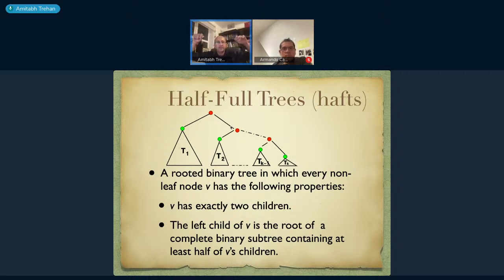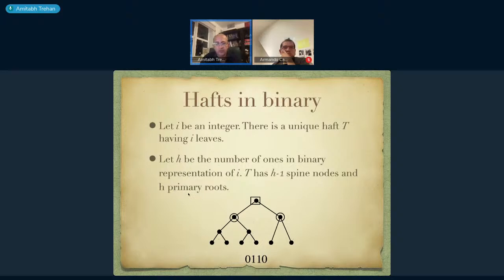So think of a clothesline where you're putting clothes. The red nodes are like a clothesline, and the trees hanging below them are like clothes you have put out to dry. And imagine that you're always putting the heaviest clothes on the left and the lighter clothes towards the right. So you begin with your heavy winter jackets, which is the T1 on the left, then the lighter jackets and shirts and so on, shorts, in this order, right? So the red nodes are what we call the spine nodes because they look like a spine. And the green nodes are what we call primary roots. Why? Because they're heading a complete subtree. So that's sort of the idea. And now you can look at the binary representation and it makes sense.